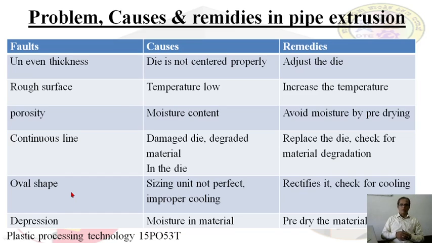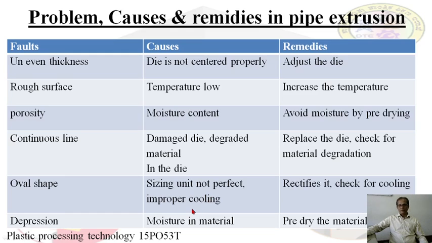Next is one more problem called oval shape. A good pipe should be circular in shape. If the shape is oval, this is a defect. This is due to the sizing unit not being perfect and improper cooling.